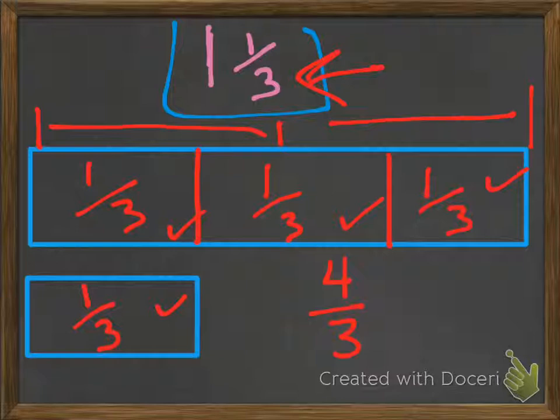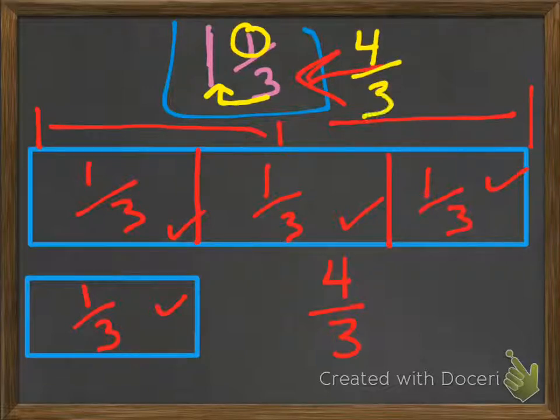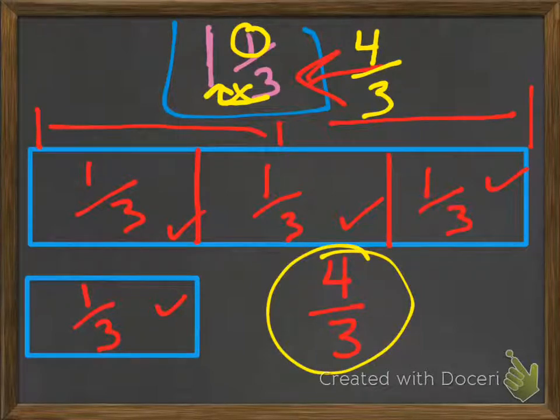Another way of looking at it is we can actually go 3 times 1, which is 3, plus 1 more, right here, is 4 over 3. So we can actually even multiply it out. But an easier way is drawing it out like this. 4 thirds is an improper fraction.